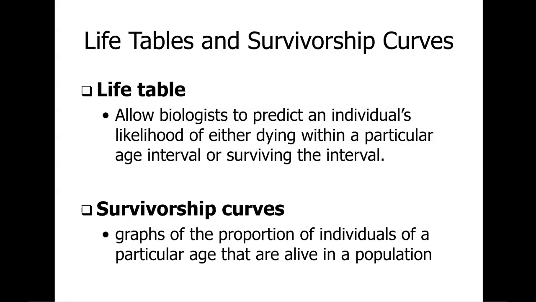Now with the survivorship curves, we're going to have graphs of the proportion of individuals of a particular age that are alive in a population. Those are going to be created using basically life tables. And so graphs are going to show the proportion of an individual, like we said, of a particular age alive in a population with two main factors. It's going to indicate the individual's likelihood of surviving through a particular age interval, and it's going to reveal a huge amount of information about a population. For example, whether most offspring produced die shortly after birth, or whether most offspring survive and are going to be likely to live long lives.